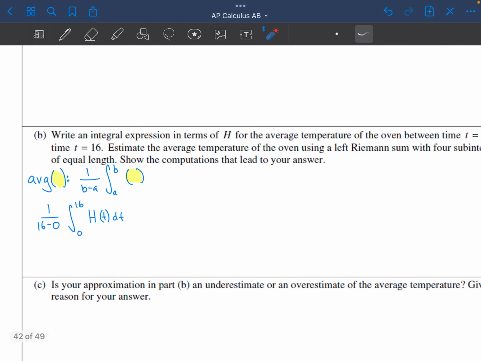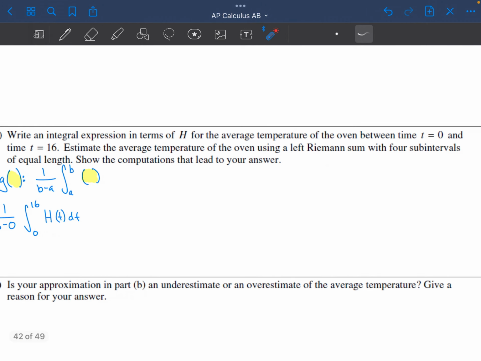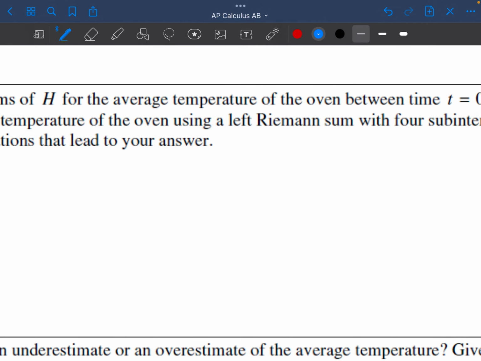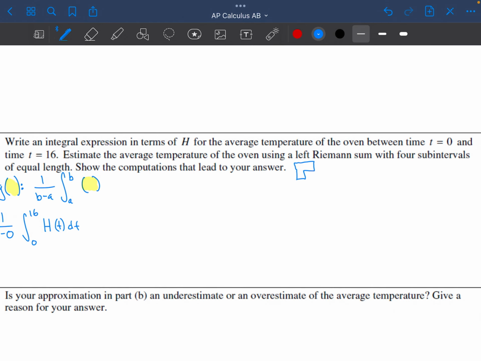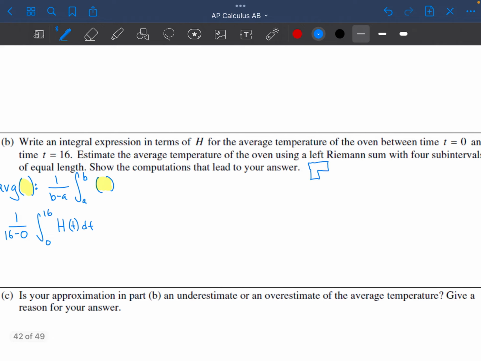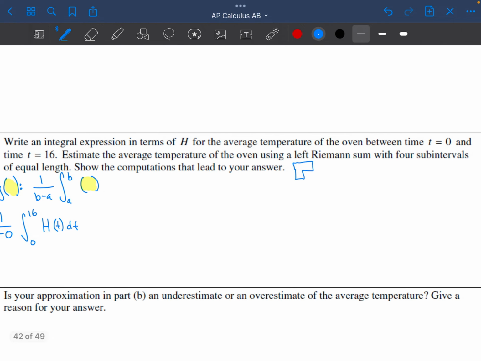Okay, now that we've written that, estimate the average temperature given a left Riemann sum. Okay, so this is important. It's a left Riemann sum. Remember the shape for a left Riemann sum. Your cheat sheet definition for a left Riemann sum looks like this, where you have kind of like a pot boiling or something like that, or a Tetris piece with the piece sticking out on the left. 4 subintervals of equal length. That's pretty straightforward. So let's go ahead and do that.